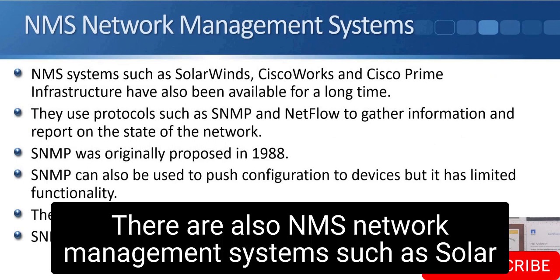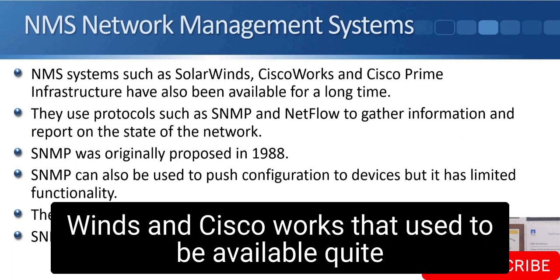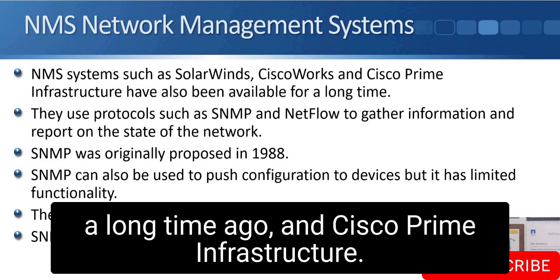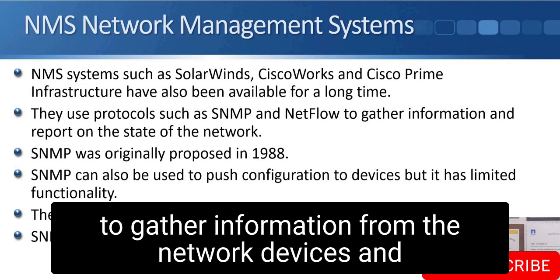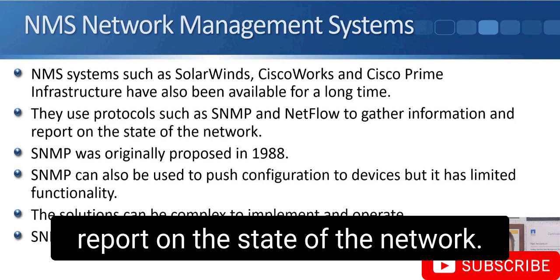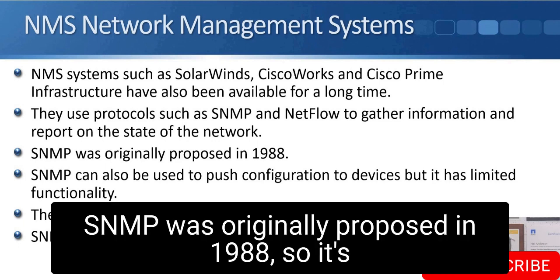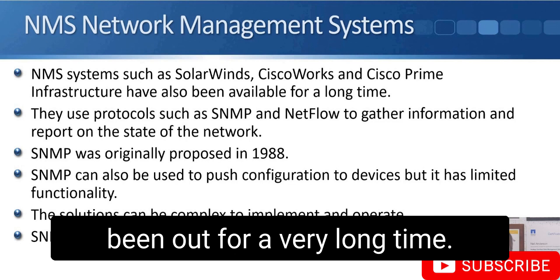There are also NMS, network management systems, such as SolarWinds and CiscoWorks that used to be available quite a long time ago, and Cisco Prime Infrastructure. They use protocols such as SNMP and NetFlow to gather information from the network devices and report on the state of the network. SNMP was originally proposed in 1988, so it's been out for a very long time.